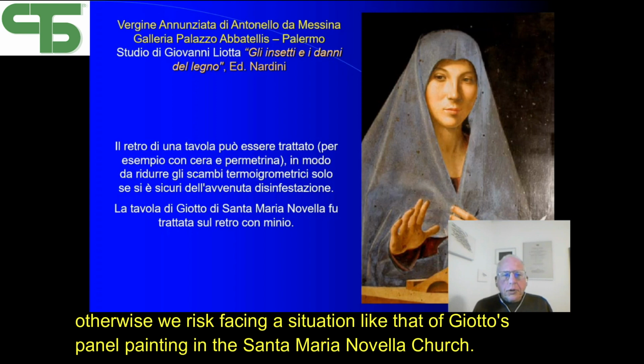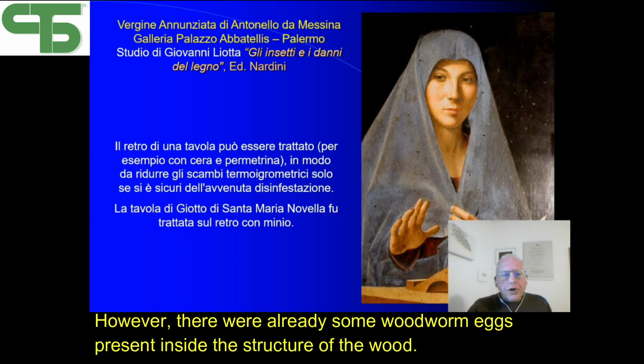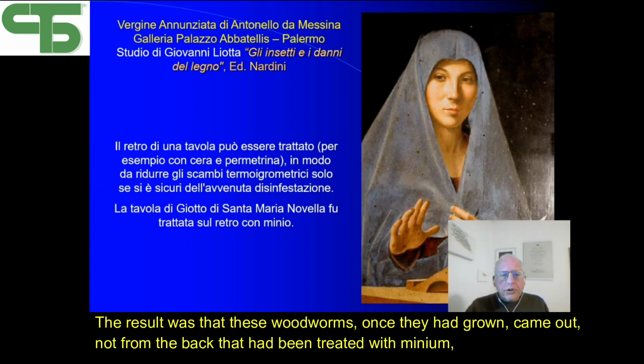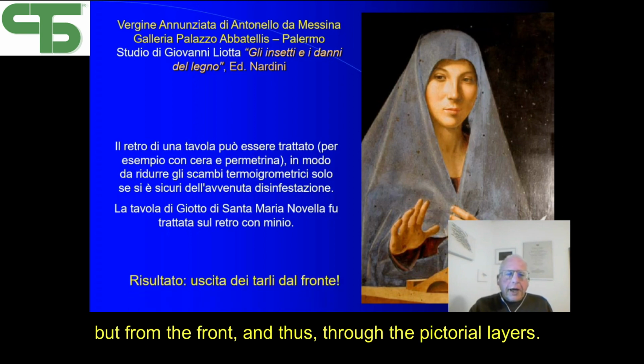Otherwise, we risk facing a situation like that of Giotto's panel painting in Santa Maria Novella Church. In the past, this wooden panel had been treated on the back with minium in order to isolate it from the environment and to create a barrier against the arrival of new insects. However, there were already some woodworm eggs present inside the structure of the wood, and the result was that these woodworms, once they had grown, came out, not from the back that had been treated with minium, but from the front, and thus through the pictorial layers.